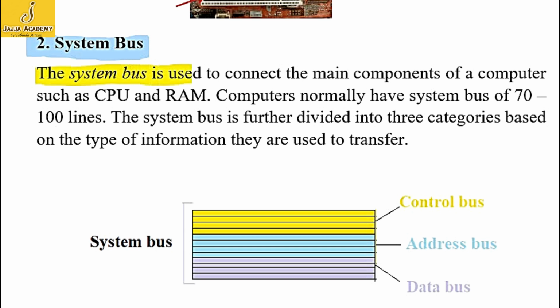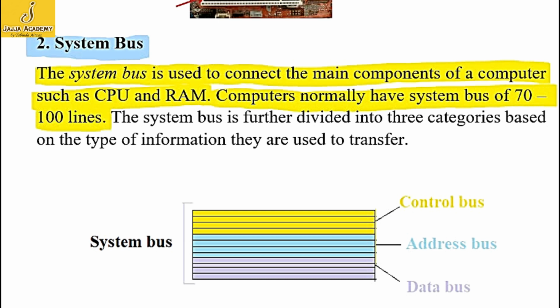A system bus is used to connect the main components of a computer such as the CPU and RAM. So a system bus is used to connect the CPU with main memory, which is also known as RAM, random access memory. And computers normally have a system bus of 70 to 100 lines. And the system bus is further divided into three categories, and these categories are based on the type of information they are used to transfer.